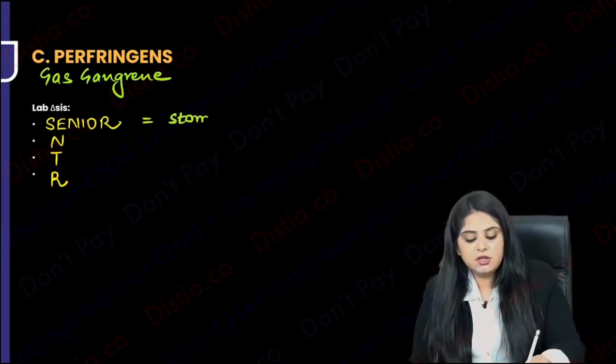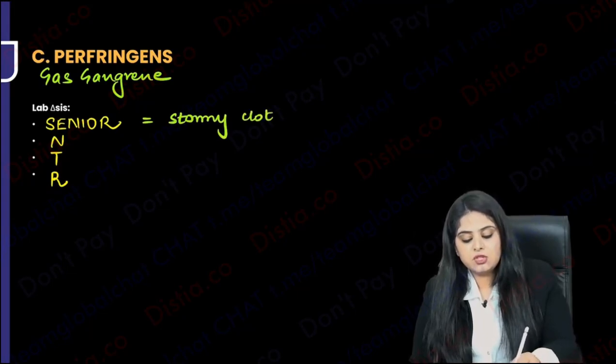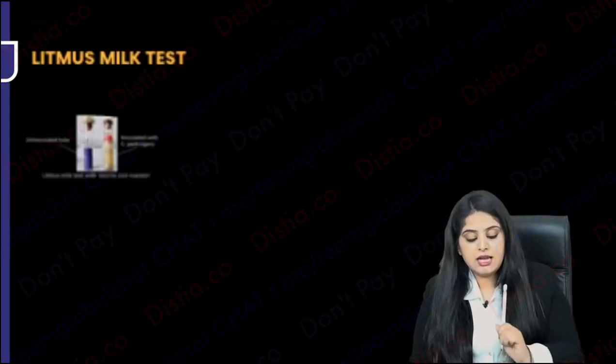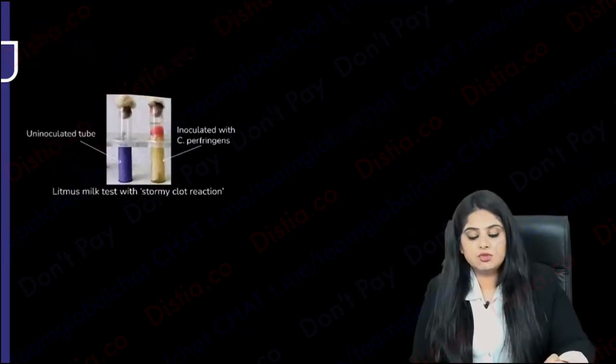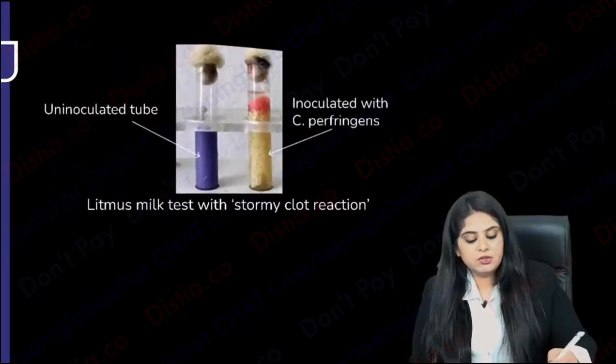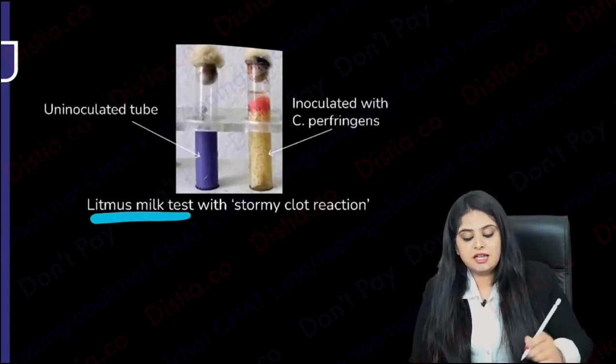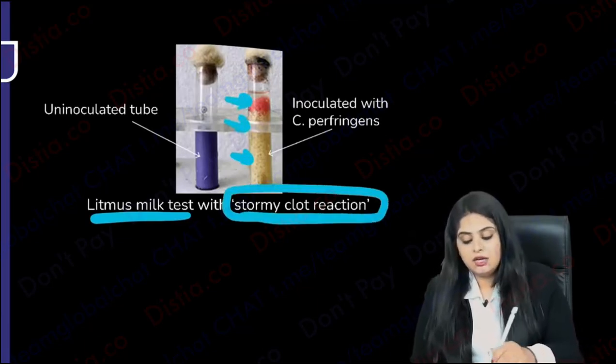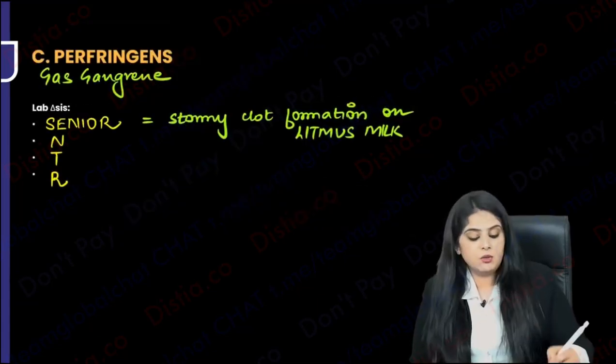Senior stands for stormy clot formation on litmus milk. Let me show you the picture here. Have a look at this. You don't have to know the pathogenesis, but you can see this is a litmus milk test, and can you see this very, very famous storminess that has developed over here? Storminess with the clot. So stormy clot formation has occurred on litmus milk test. That is senior.